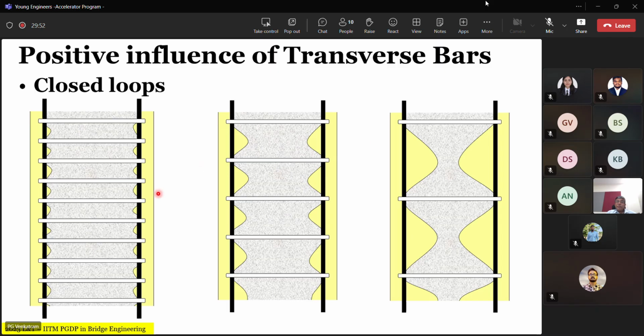So in bridges, generally the situation in the second and third is not acceptable. We should always conform our detailing to the leftmost detailing, that means closely spaced ties. And as I told you, work out what the spacing should be that will ensure this kind of behavior for you. Okay.